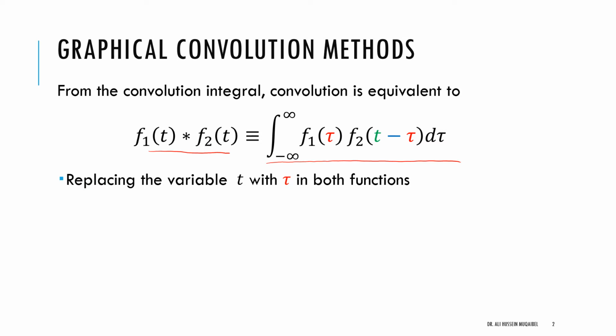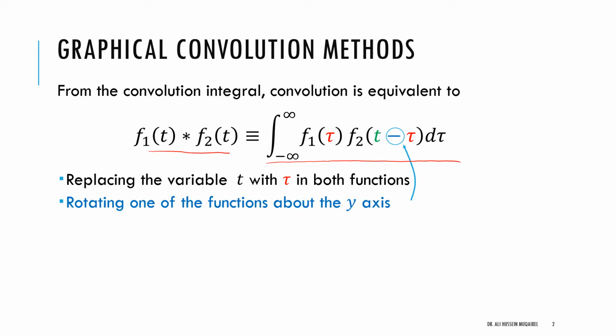The first thing you need to do is to replace the time variable with a dummy variable, let's say tau or lambda. Then we need to flip one of the signals around the y-axis. Convolution can be done f1 convolved with f2 equal to f2 convolved with f1. So it's a commutative operation. You can flip the order.